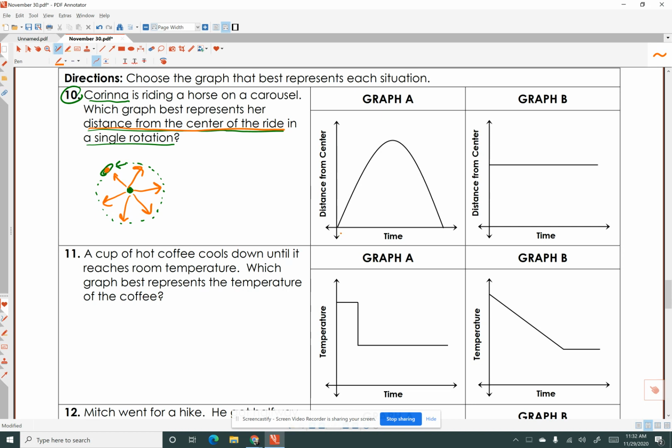So let's look at graph A, where we're starting out at 0, then we go up to some point, and then we come back down to 0 on the y-axis. But let's look at graph B, and let's also look at the labels, where we've got time labeled on the x-axis, where it usually is, distance from center on the y-axis on both graphs. But here, we've got a constant distance from the center. If we call this 0, and she starts out and she's always the same distance from the center. So that's definitely graph B.